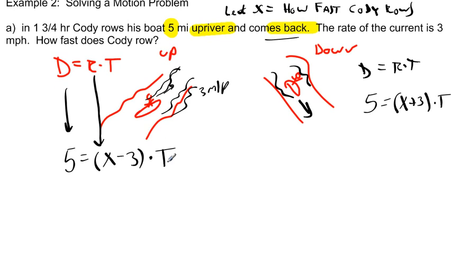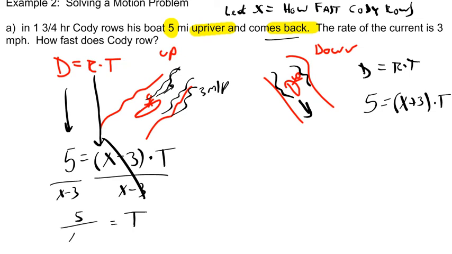Let's represent Cody's time going up the stream and Cody's time going down the stream in representations of x, meaning let's solve for t. If I solve for t here, I'm going to divide by x minus 3. So those are gone. That means this t right here is 5 over x minus 3. Again, this right here is him going up the stream.